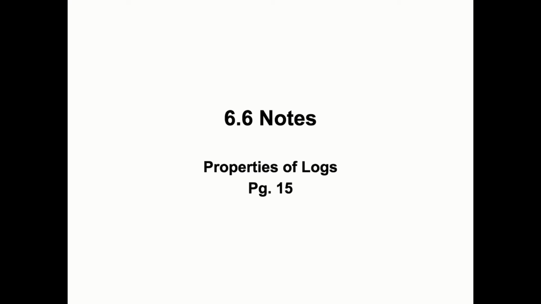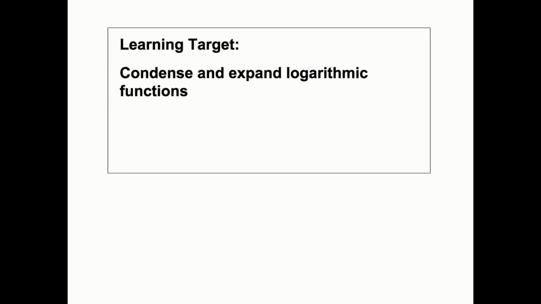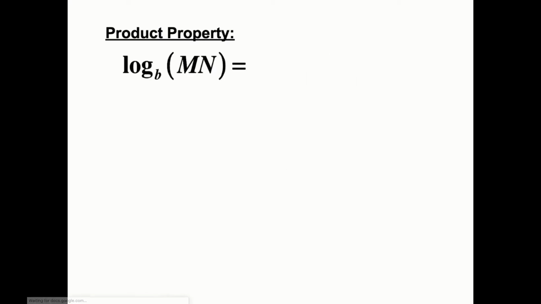All right, today we are doing 6.6 notes, properties of logs. We're going to condense and expand logarithmic functions. So the product property says if we have log base b of m times n, it can be expanded to say log base b of m plus log base b of n. So when you expand it, you have to write the log out as many times as you have variables.